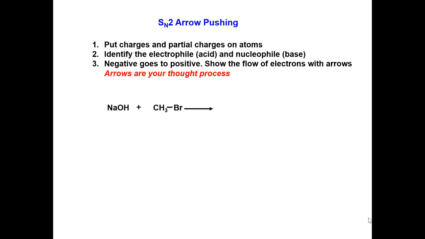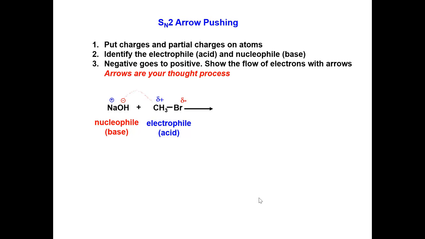SN2 arrow pushing, your thought process. First, put charges and partial charges on atoms. Identify the nucleophile and electrophile. The hydroxide ion is a nucleophile since it has lone pairs to donate, and the electrophile is methyl bromide. The electrophilic center is the carbon with the partial positive charge.